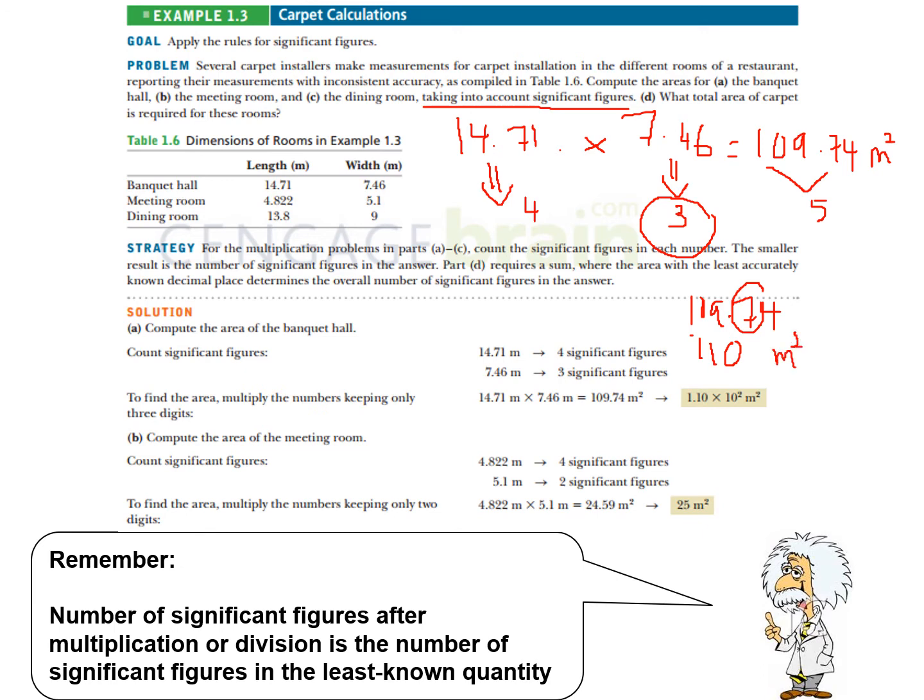So that will give you the accurate answer in terms of calculating the area of the banquet hall, taking into account the significant figures. So you can do the rest, the meeting room and also the dining room, on your own. Okay.